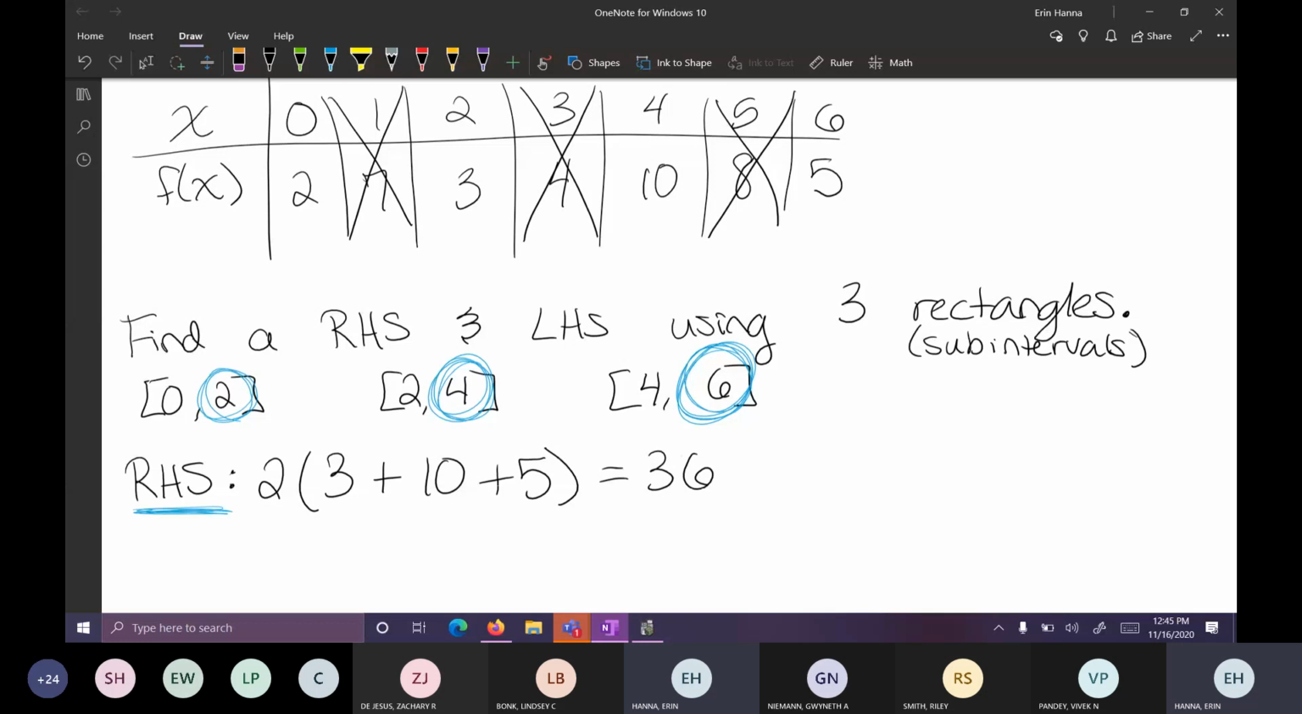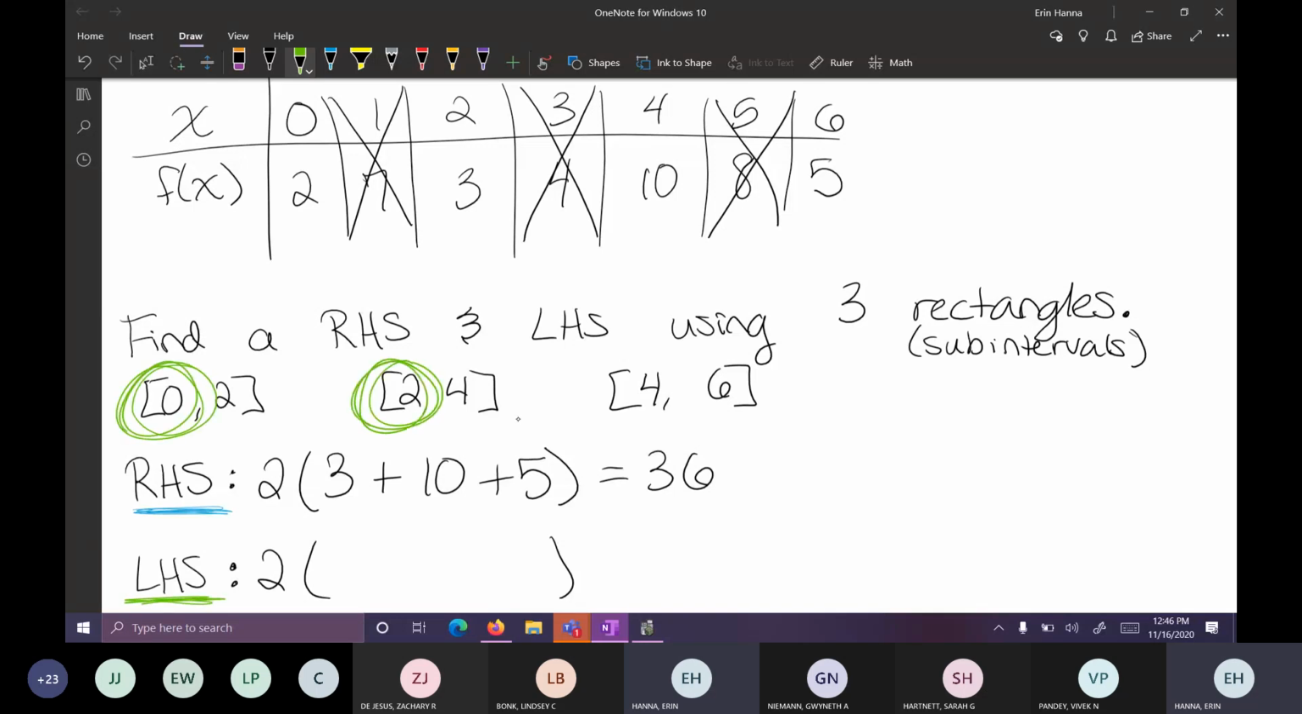Hold on for a second before I do the left side. And then the left-hand side, the widths are going to stay the same because we're still working over the same types of intervals. But now we're using the y values at the left side of these subintervals. So we're using the y value at 0, so 2, the y value at 2, so 3, and the y value at 4, so 10. So this would be 30. So we multiply by 2.